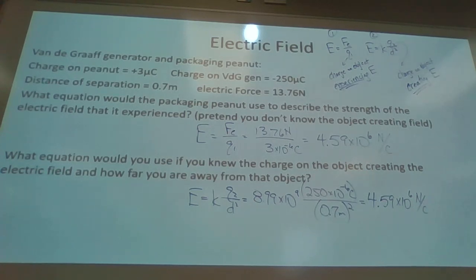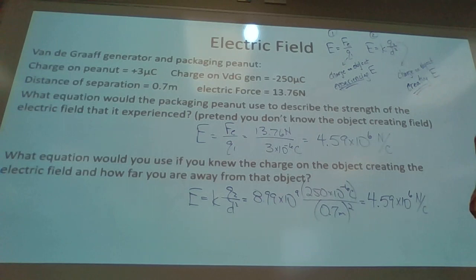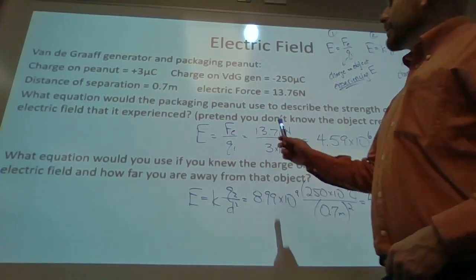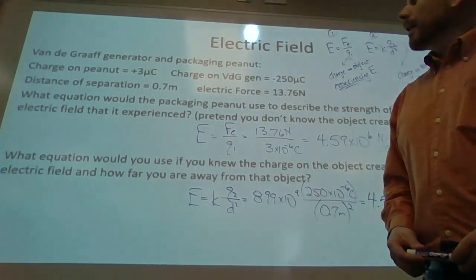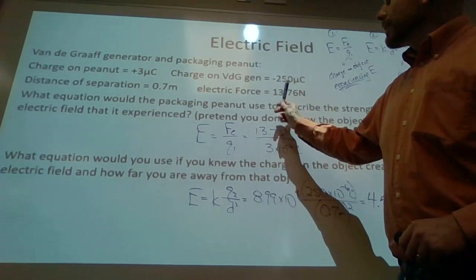Okay? This is the thing in or experiencing the electric field. This is the thing creating it, the source. Okay? So if we have the charge of an object, then we're going to use the first equation. But if we don't have that, you have to, so here's what I could give you. I could say, here's the charge on the peanut, and here's the charge on the Van der Graaf generator, and it experienced a force, the peanut experienced a force of that much.